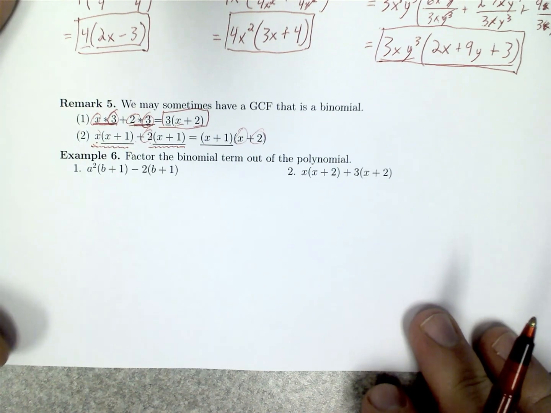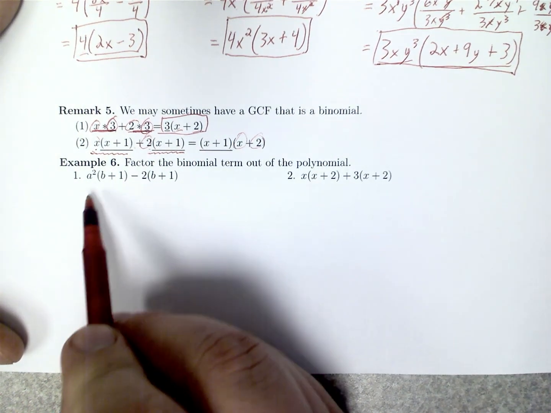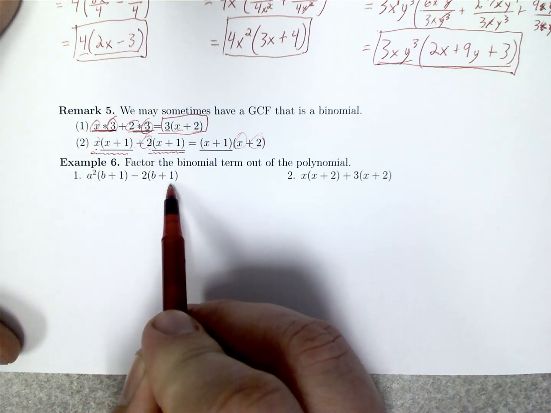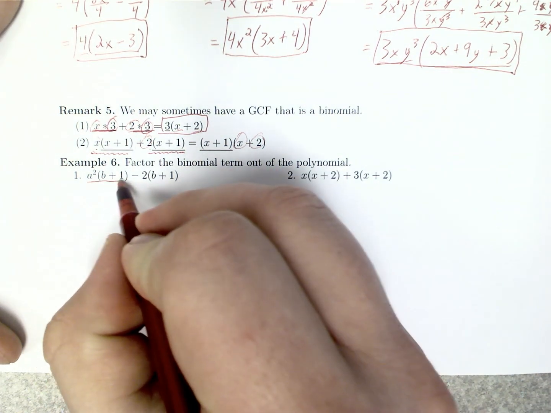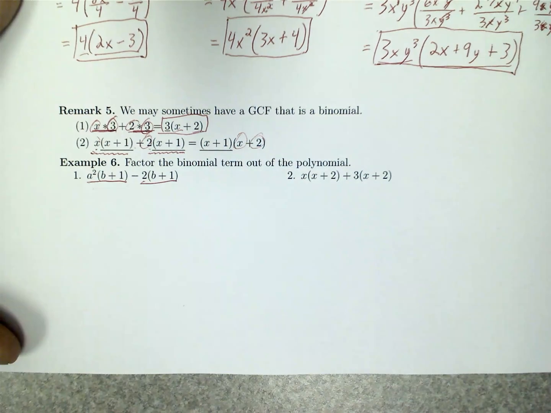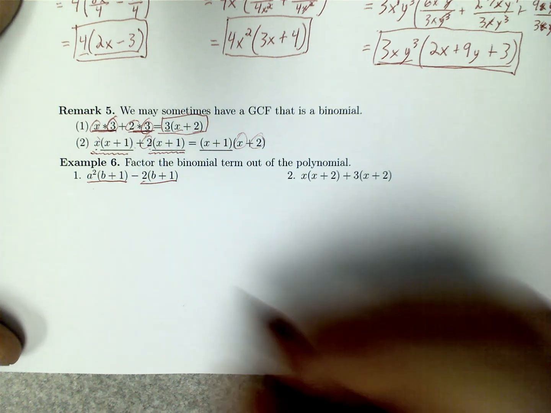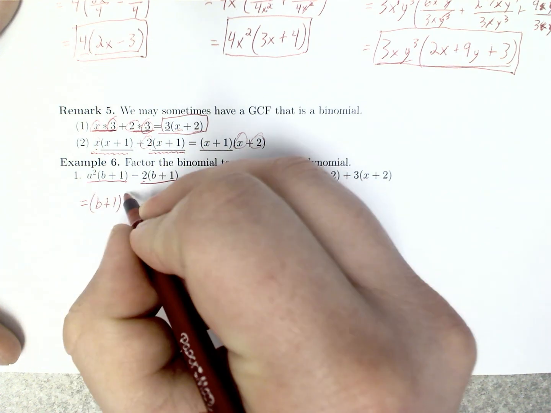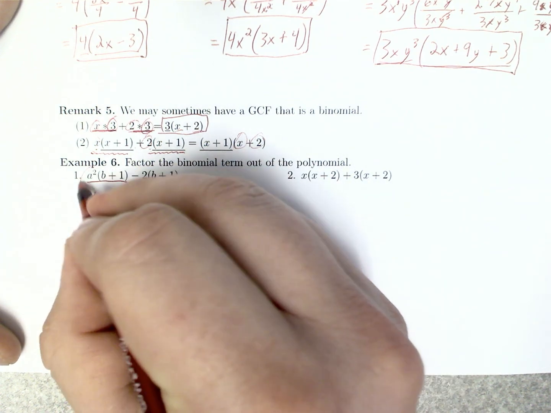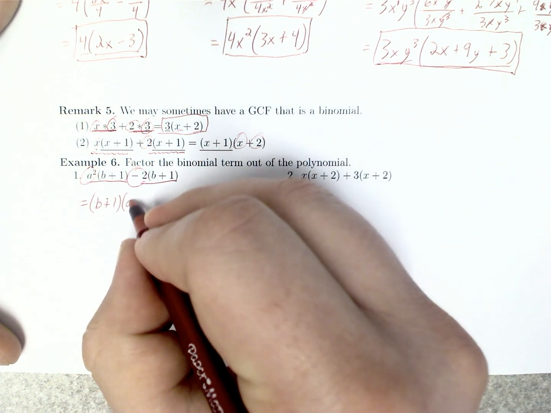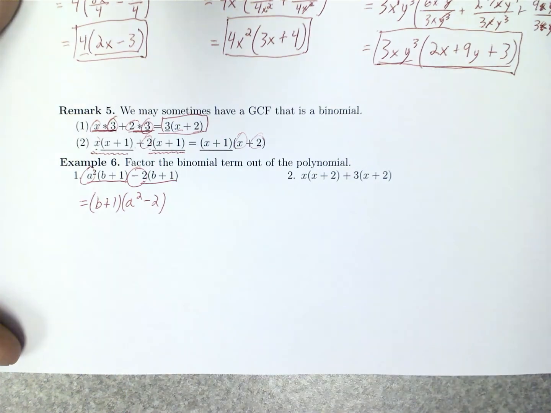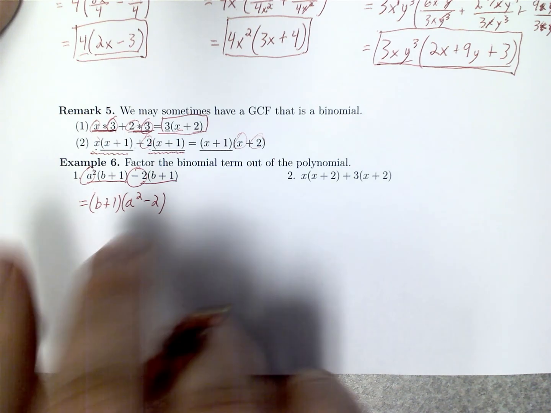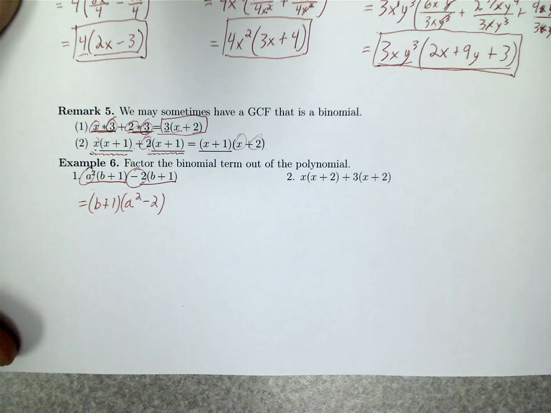So what does that mean? If we look at something like this, a squared times b plus 1 minus 2 times b plus 1, these are the two terms. What do they have in common? That's right, they have a b plus 1. And then what do we have left over? The a squared and the minus 2. So we pulled out a common b plus 1. It looks weird, but when you see it like this, it's quite simple.